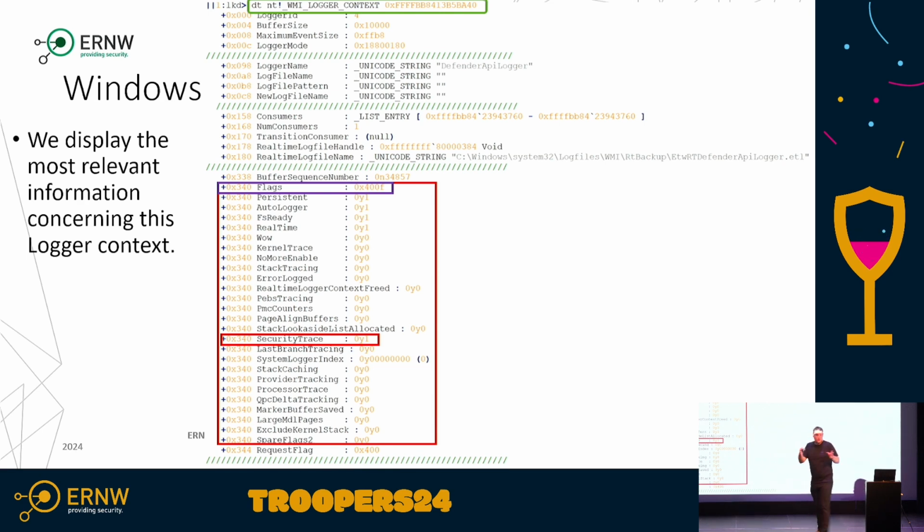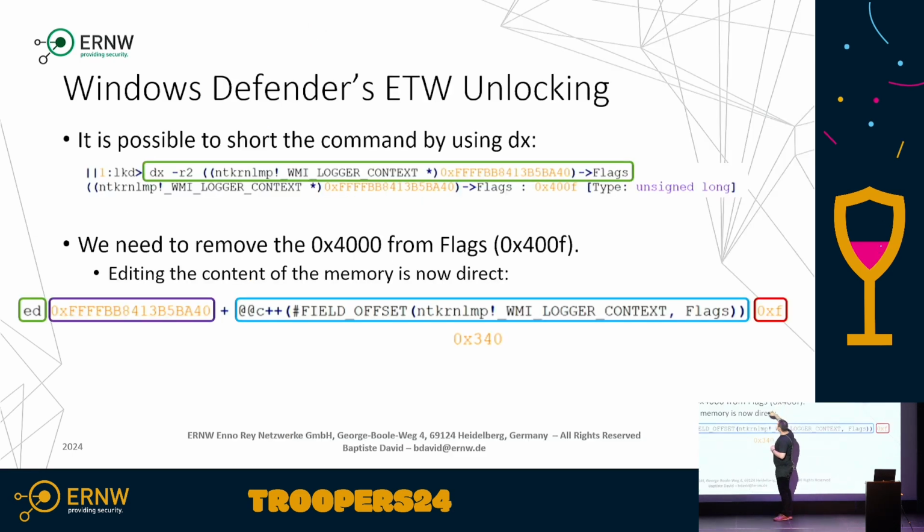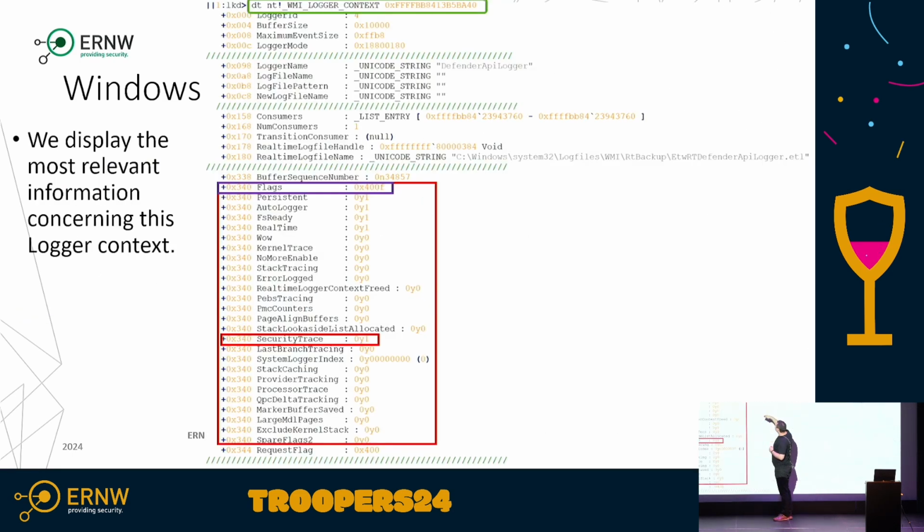And a flag is just a 4-byte value, an integer value for those who like C, which is a hexadecimal value, 4000F. And if you check, it's documented. It's very kind of Microsoft. They provide all the information from symbols. You have the persistent, autologger, FS-ready, real time. You have all the information, and you have one flag, one bit in that 4-byte value, which is called security trace, and is set to 1. And all the security matters for it.